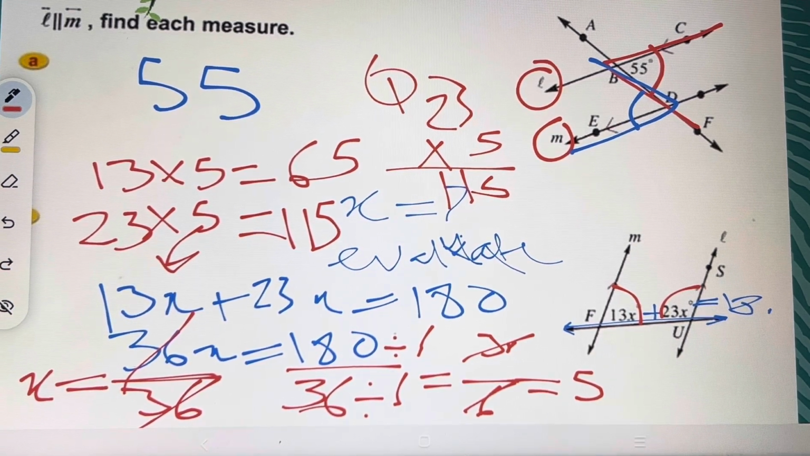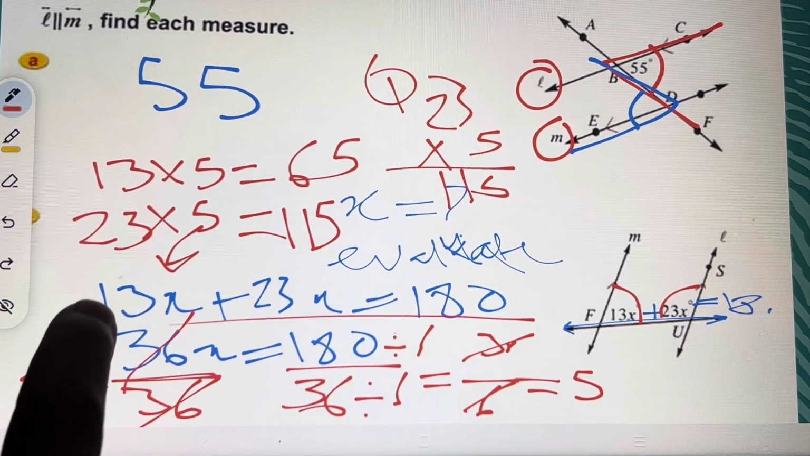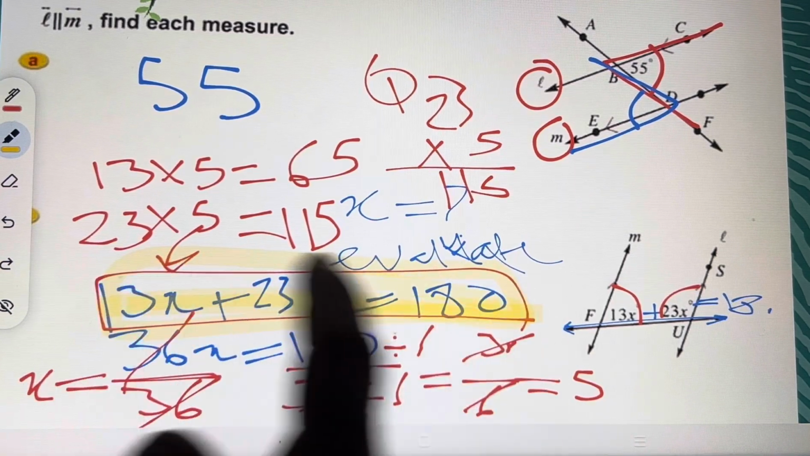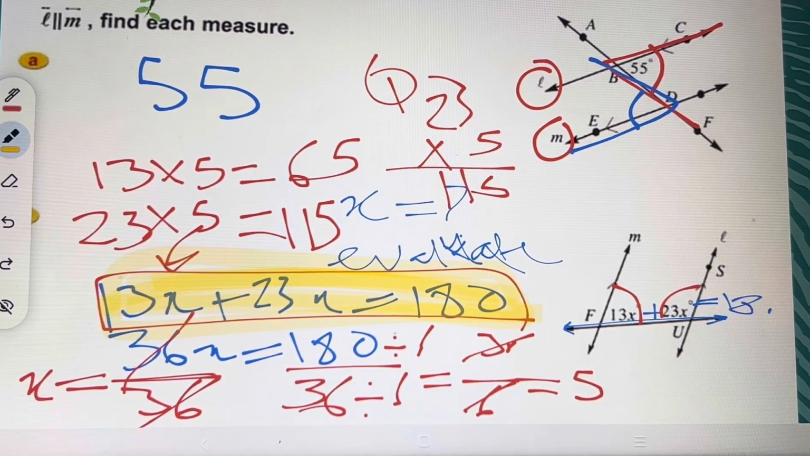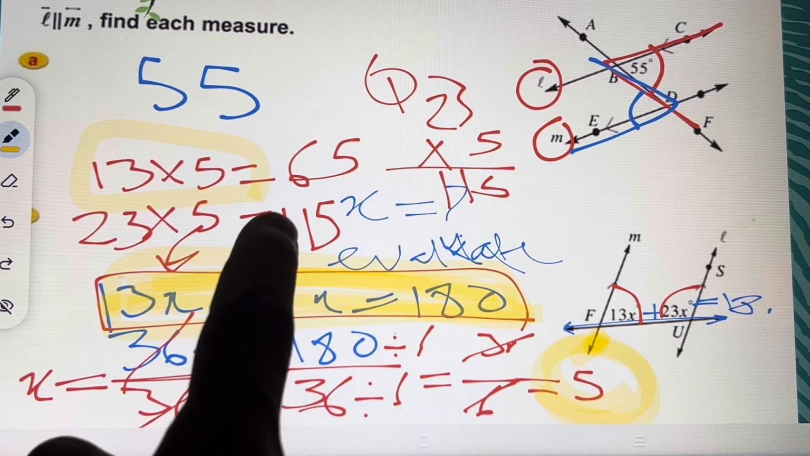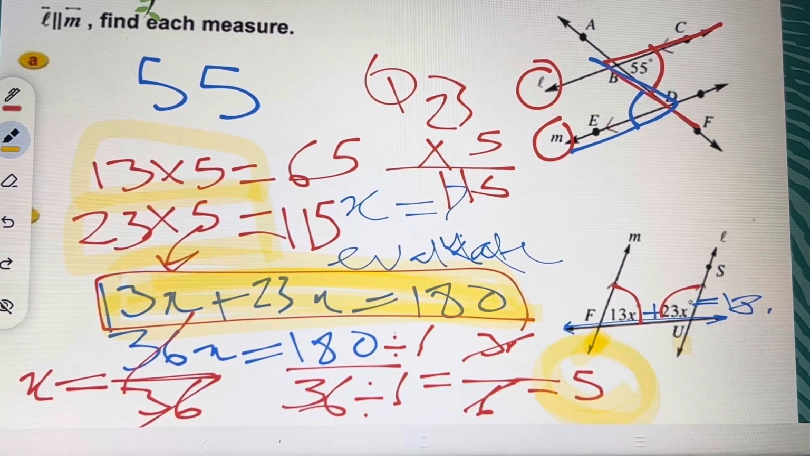Be careful, students. First step, you have to know that those two angles are supplementary. There is no angle between them, so they sum up to 180. This is the first step, which is the most important thing. After this, I find x, which I found was 5. And after finding x, I have to evaluate it to find the measure of the two missing angles. So I'm going to say 13 times 5 for the first angle and 23 times 5 for the second angle.